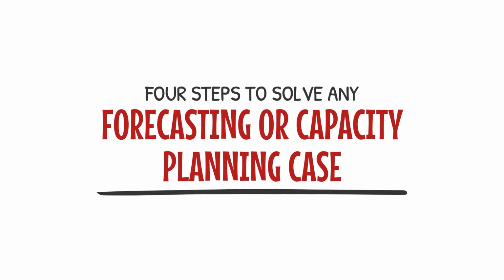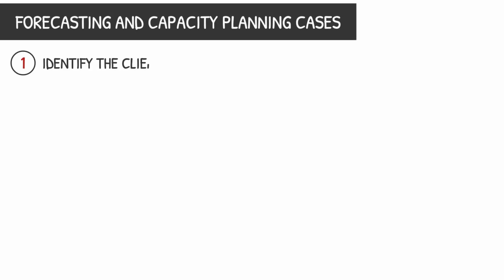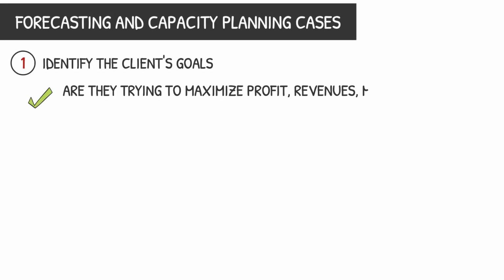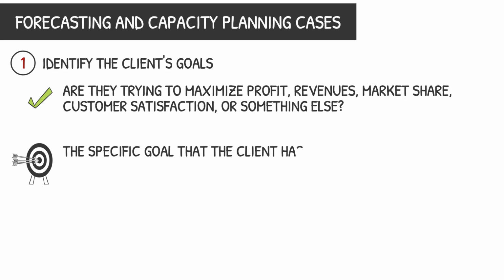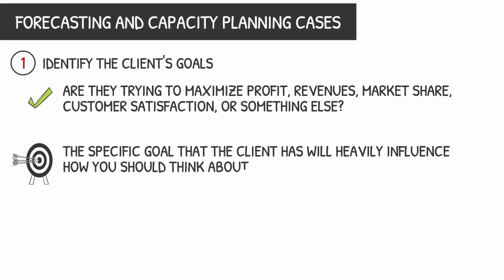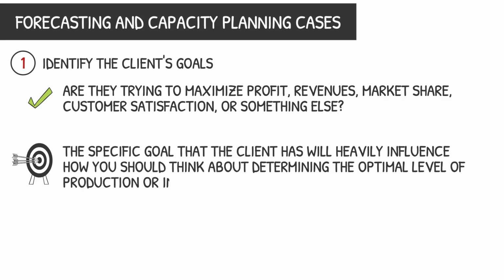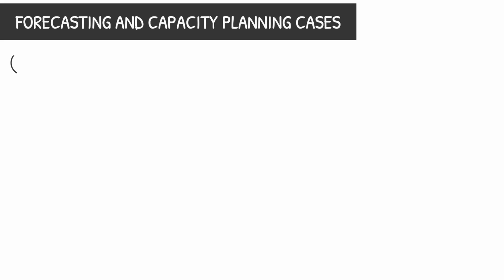There are 4 steps to solving any forecasting or capacity planning case. The first step is to identify the client's goals. Are they trying to maximize profit, revenues, market share, customer satisfaction, or something else? The specific goal that the client has will heavily influence how you should think about determining the optimal level of production or inventory.